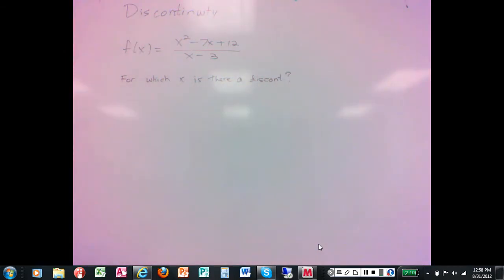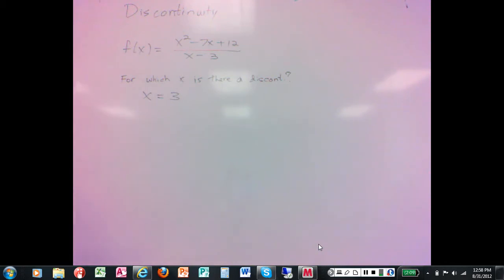Where should we look? Obviously, probably at 3, right? The denominator here is not defined at 3. I mean, the denominator is 0 at 3, so the function is not defined at 3. So that's probably a good place to look for discontinuity. Yeah, x can't be 3, so we're going to have a discontinuity at 3.